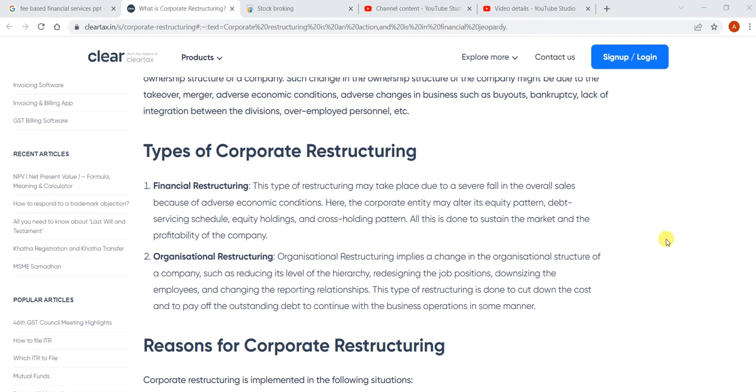The second is organizational restructuring. Organizational restructuring implies a change in the organizational structure of a company, such as reducing its level of the hierarchy, redesigning the job positions, downsizing the employees, and changing the reporting relationships. This type of restructuring is done to cut down the cost and to pay off the outstanding debt to continue with the business operations in some manner.